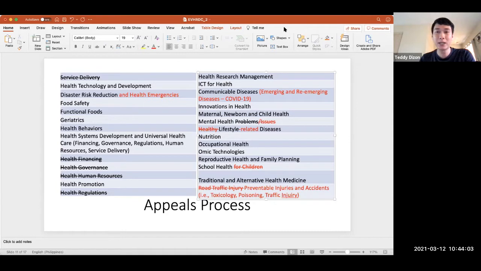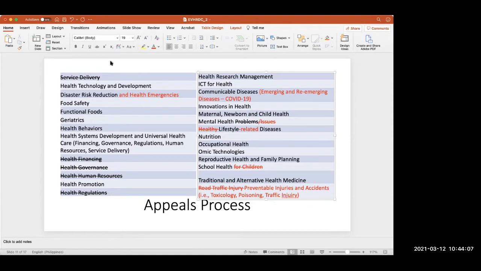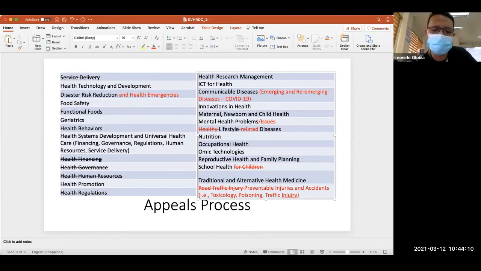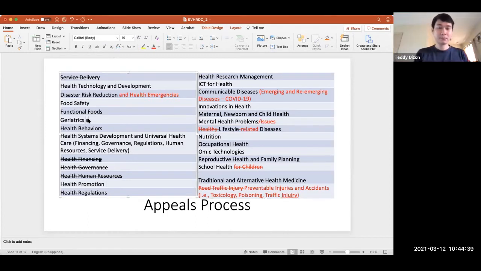Sir, excuse me po. Ted, parang may concern yata dito sa chat kay Ma'am Rose of EVHRDC. Pakibasa po. Yung effect ng pesticides and other chemicals. Kasama po siya dito sa preventable injuries and accidents. Opo, kasama po siya doon. Sir, meron kasi kaming geriatrics, pwede bang lagyan din ng geriatrics and palliative care? Yes, sir. Thank you, ma'am, for that.